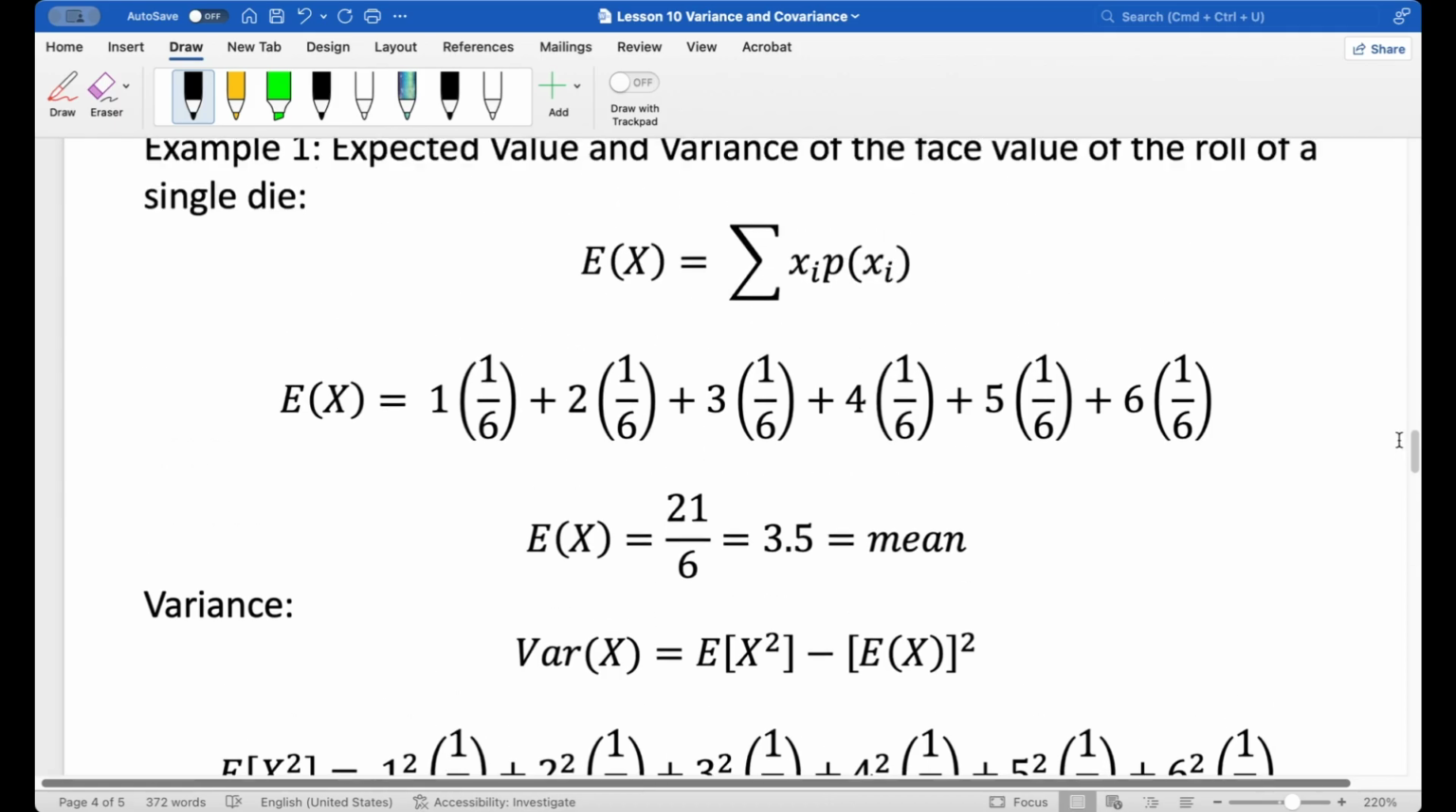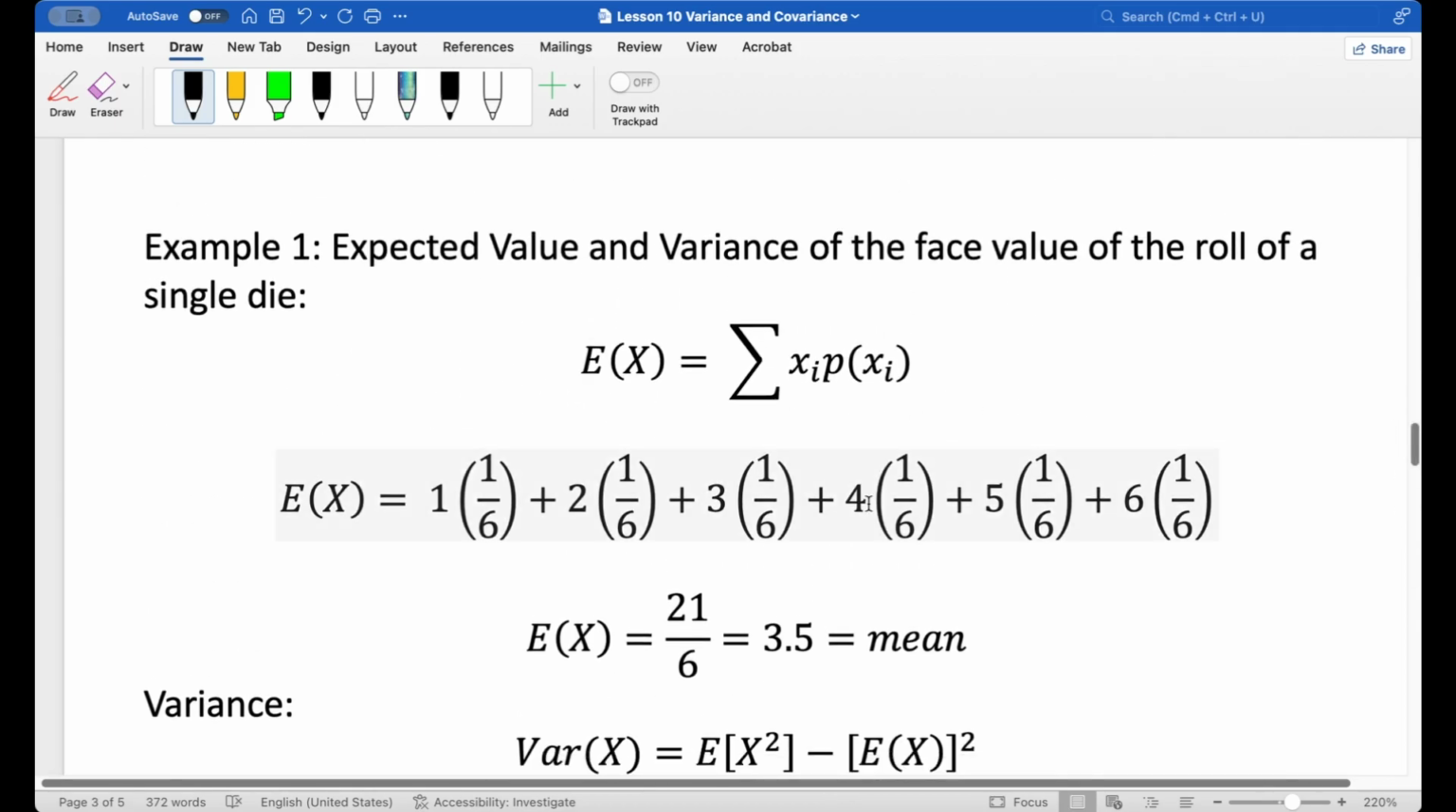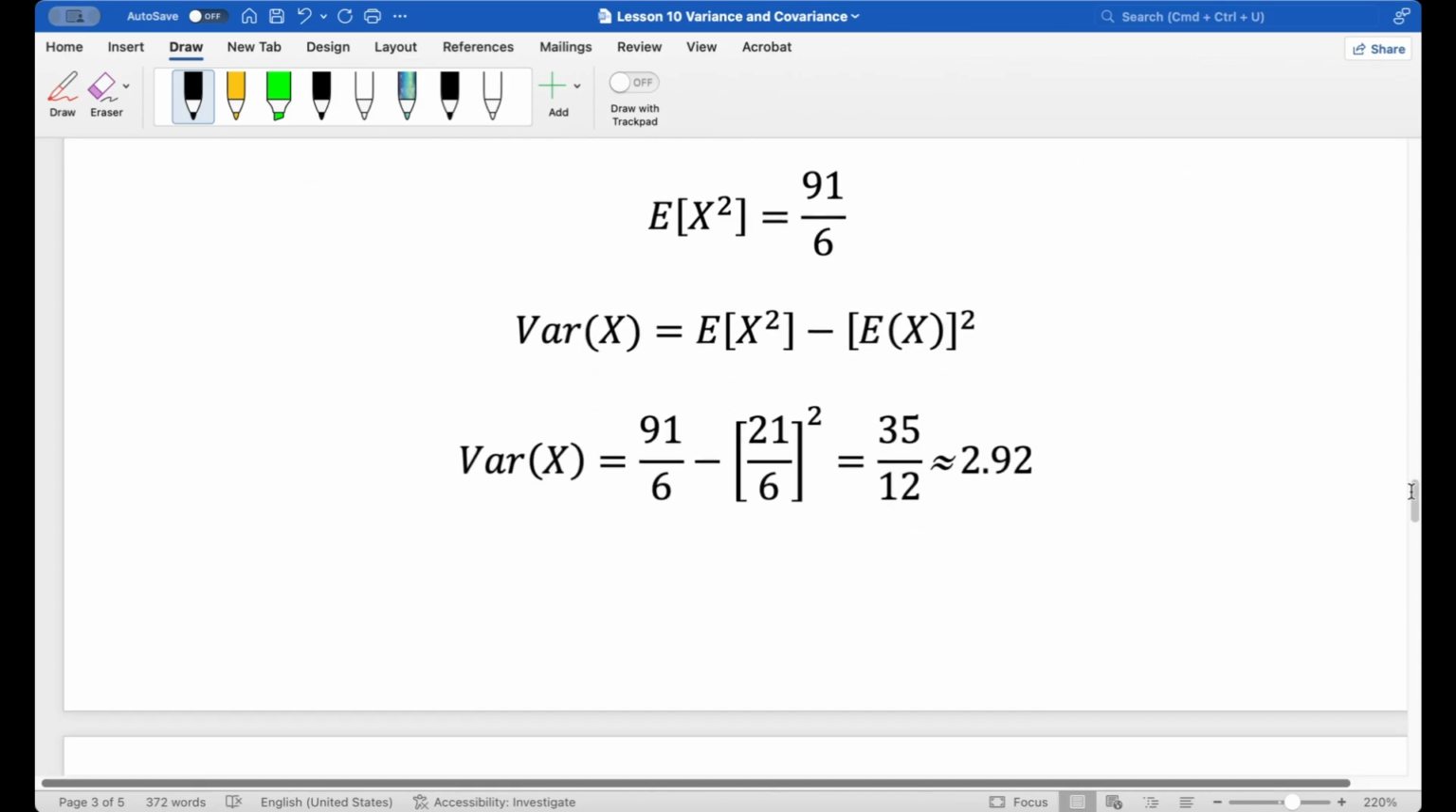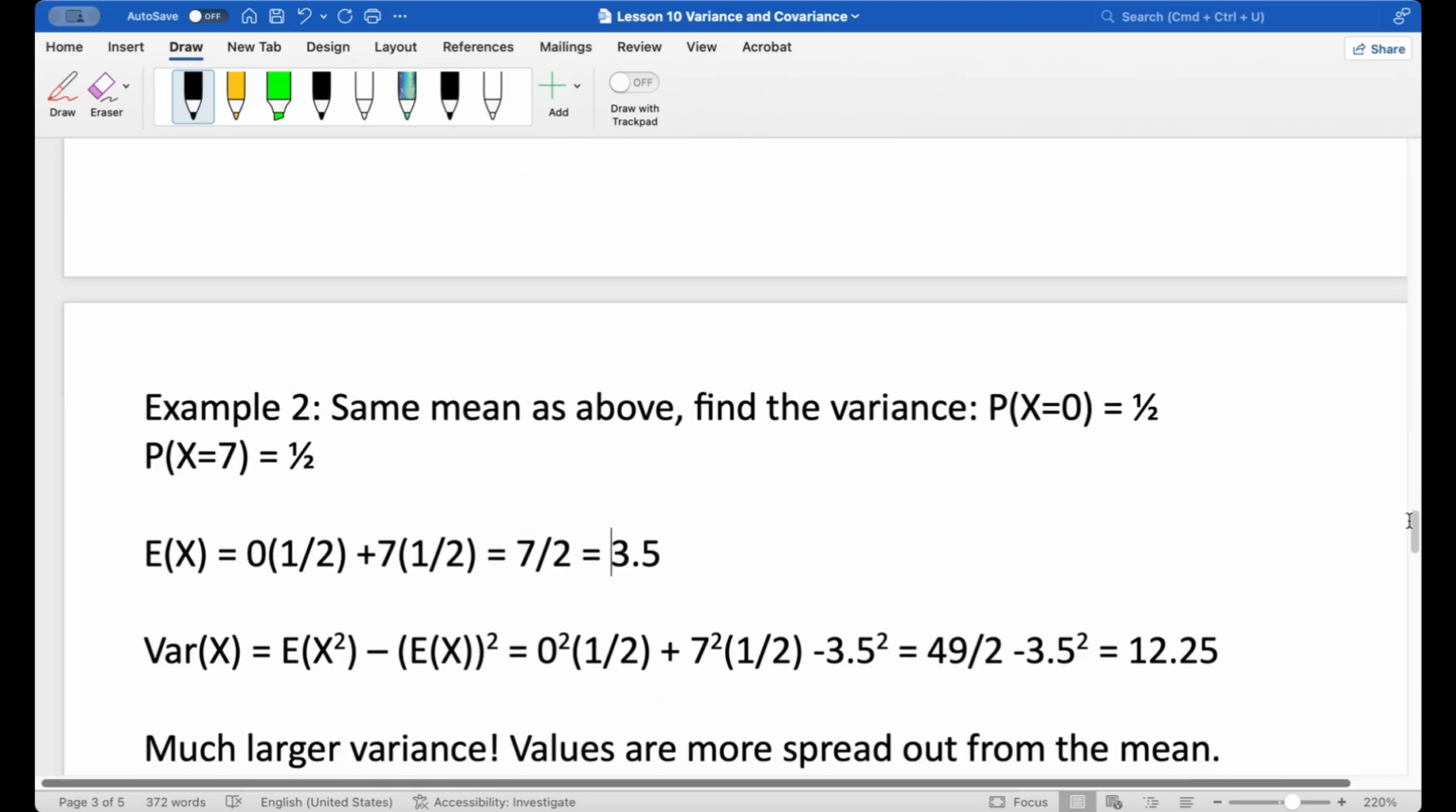Whereas in this example here, we do have x values that are close to the mean. We have a 3 and a 4 very close to the 3.5. So in this case here, the variance is going to be larger.